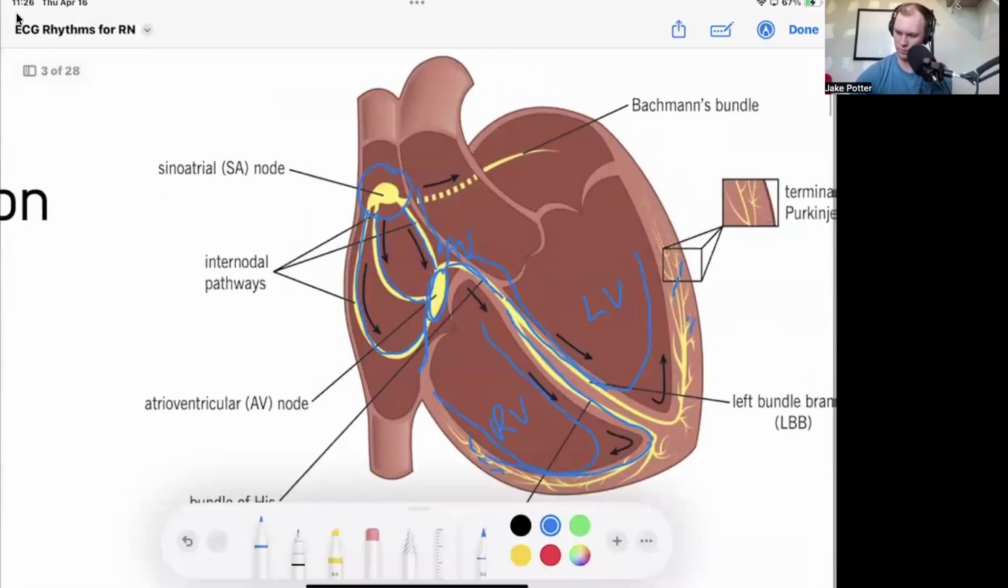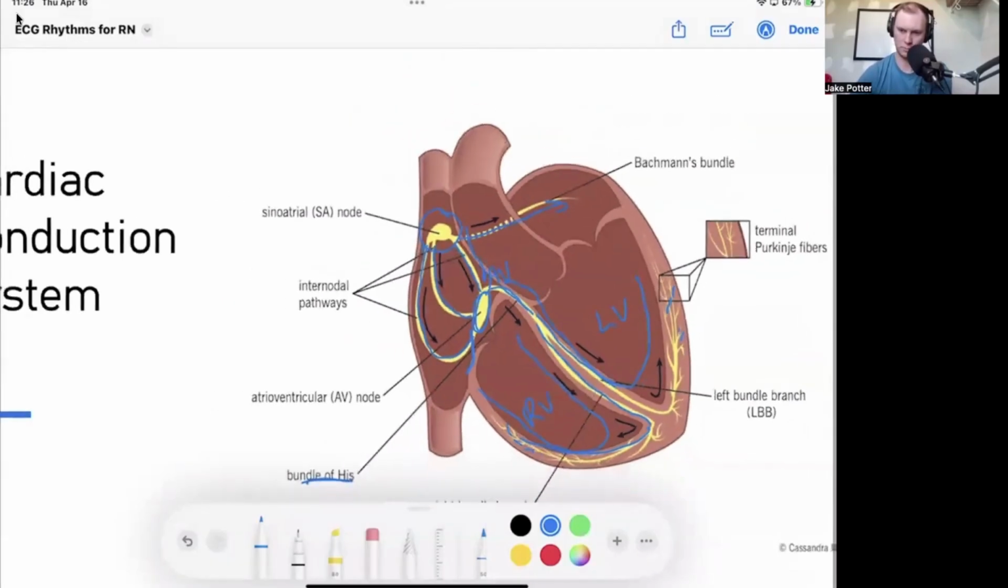And then we have this bundle right here. This is called Bachmann's bundle. It basically transmits electricity in the signal from the right atrium over to the left atrium, so the left atrium can contract.